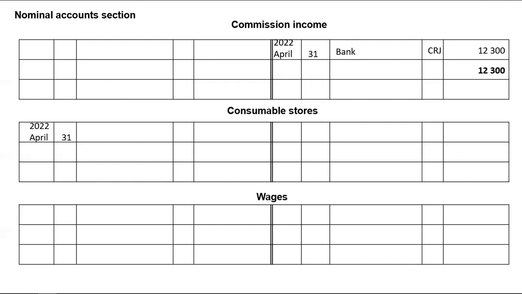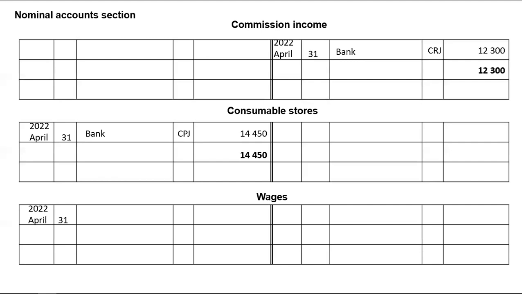Consumable stores is an expense, so it is a plus minus. You will simply go to your cash payment journal. In your cash payment journal, you will simply take the total of consumable stores, and that will be 14,440. Because it's an expense, you do not balance it as well. Wages are expenses, so it's a plus minus. Wages will go up on the debit side.